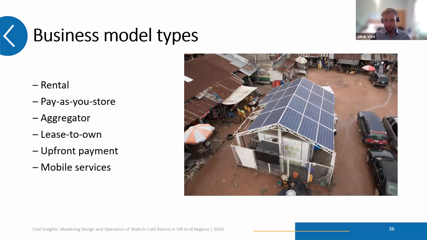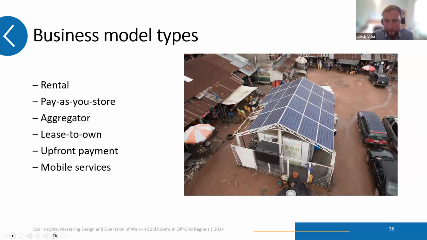And maybe I should also say that these are not mutually exclusive. We have heard from Arpana that they are pursuing the aggregator model, but their cold rooms can also be moved around. So there are some links between these different models. Next one.